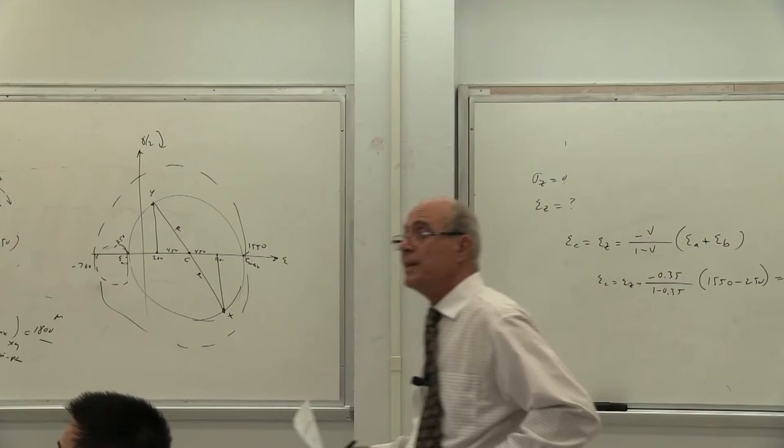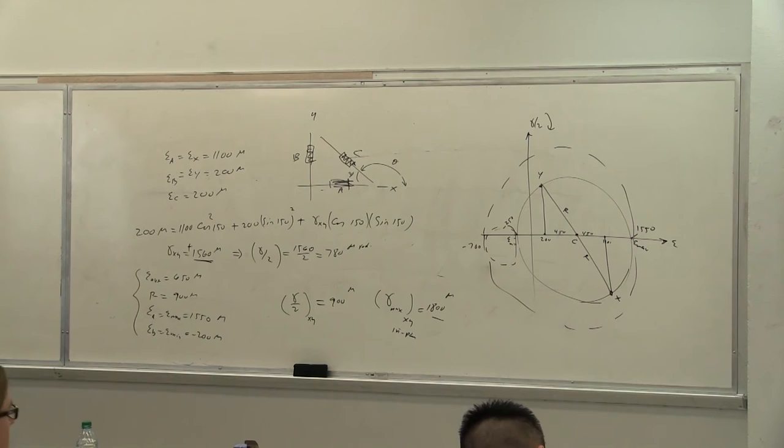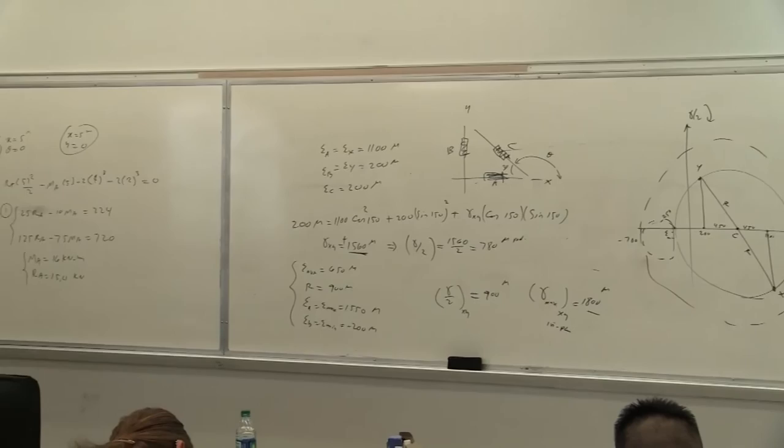Can we find epsilon C without nu? Without nu, no, you can't. Obviously, the whole idea is the Poisson ratio. If the relationship between epsilon z and epsilon x is also the Poisson ratio, it means when you stretch something in one direction, that was one of those early questions. That was not a good question.